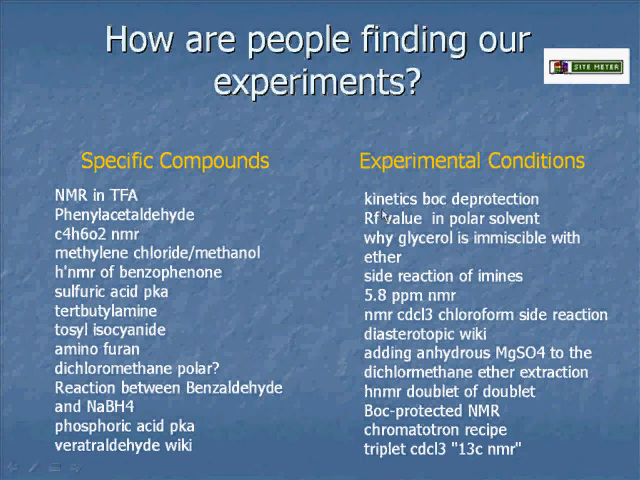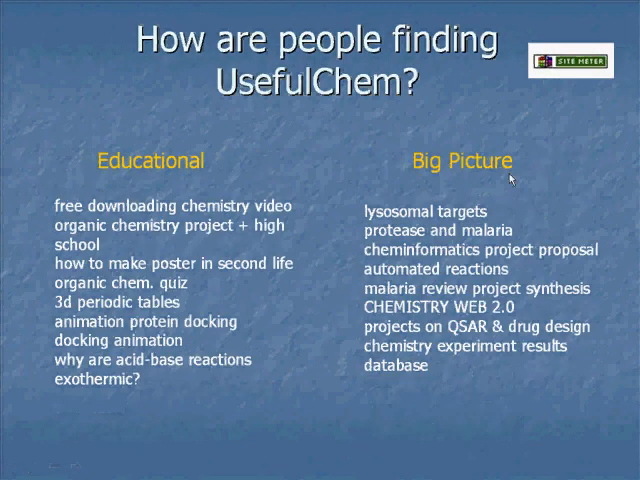For example, the kinetics of Boc deprotection. They happen to be in luck if they use that search term, because we've done extensive NMR monitoring of the loss of the Boc group, and so they can actually get in there and see very, very high level details. On a more general nature, we have the educational searches like organic chemistry quiz, or how to make a poster in Second Life. So there are some more general things that people can find that are useful. There are also some big picture searches like protease and malaria, lysosomal targets. So essentially, people are using this collection of sites exactly in the way that I want them to. They're finding the information that they're looking for in the searches.